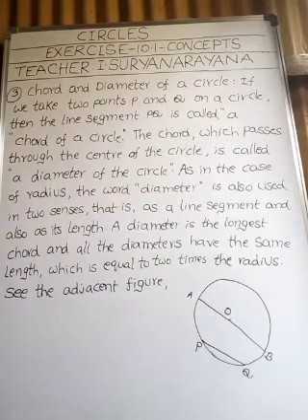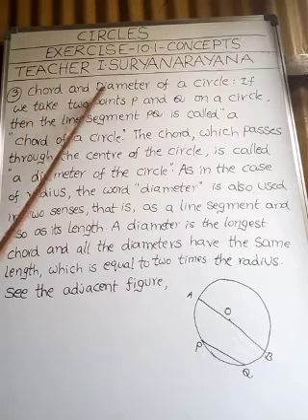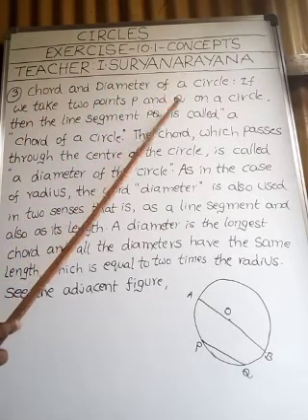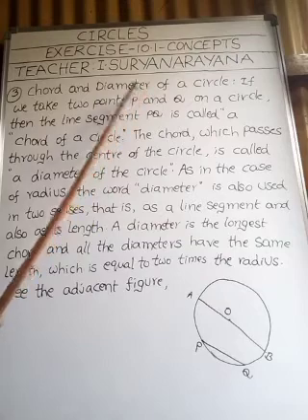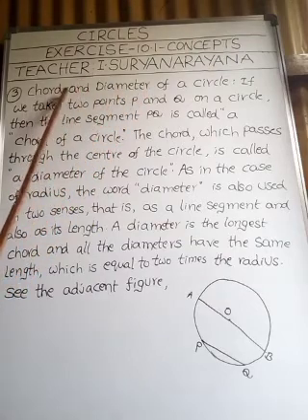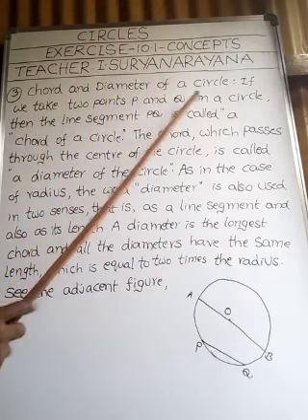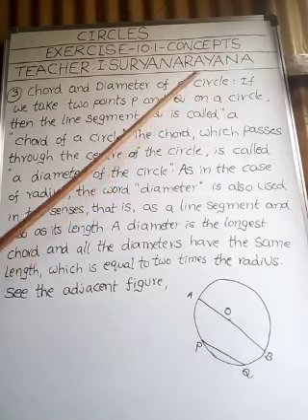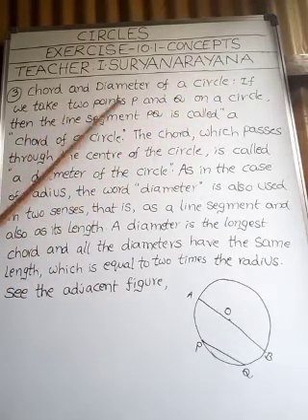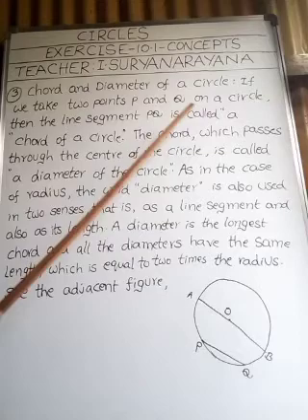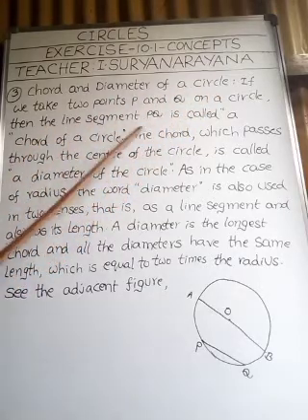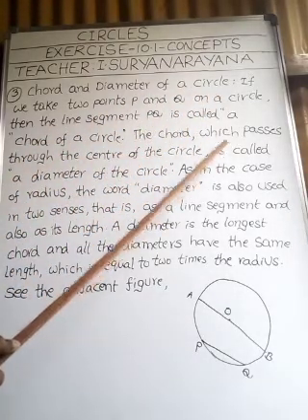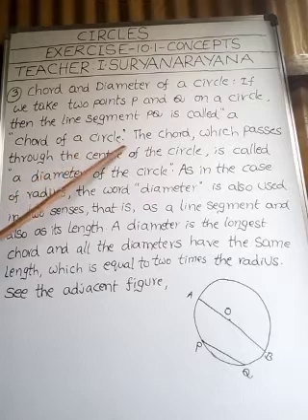Now come to the next point. Let us discuss what is meant by chord and diameter of a circle. Okay, my children, we are going to discuss now chord of a circle and diameter of a circle. If we take 2 points P and Q on a circle, then the line segment PQ is called chord of a circle.